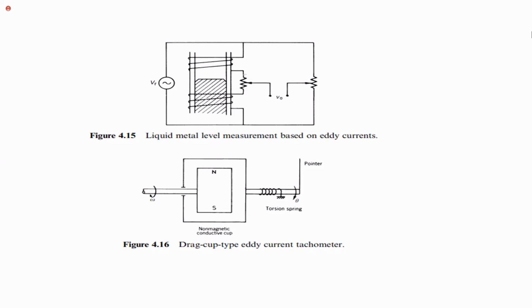So three types of sensors we have seen. They are capacitor type sensors, inductive type sensors, and eddy current sensors. I will show you some practical devices to understand the working of the sensors.